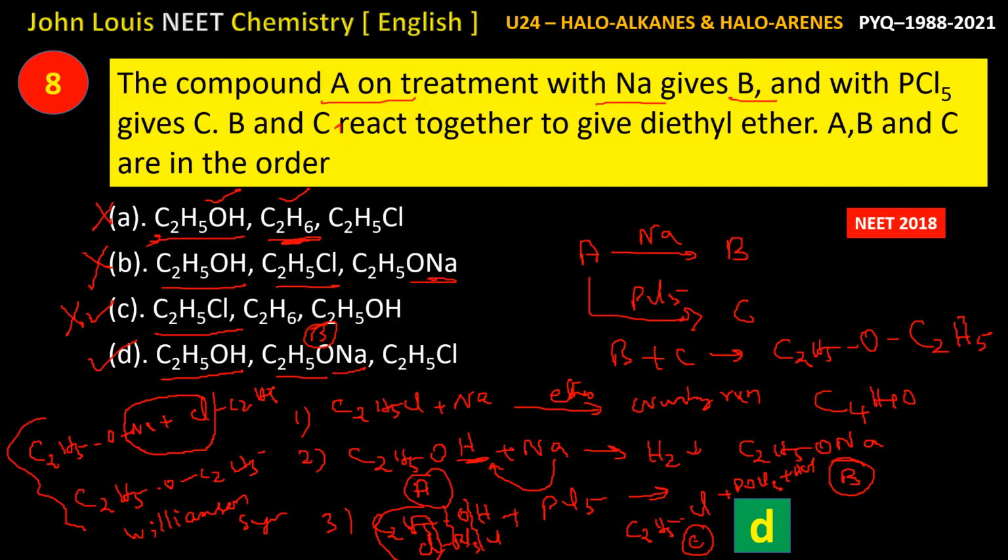And the second one, when alcohol reacts with sodium, you will get sodium alkoxide plus hydrogen gas. And the third one, when alcohol reacts with PCl5, we will get a halogen compound. And the fourth one is Williamson synthesis. If we know all these 4 concepts very well, we can apply them here and derive the answer. Therefore the correct answer is option D. Compound A is ethanol, B is sodium ethoxide, and C is ethyl chloride. Hope everything is clear and you understood it properly.